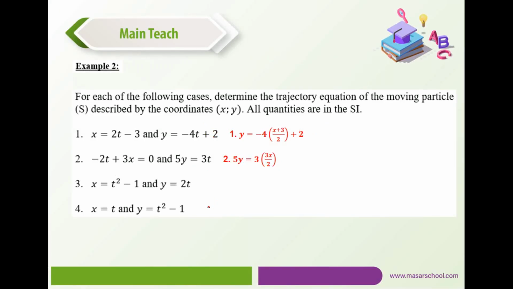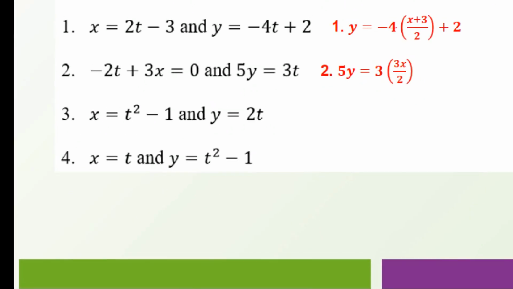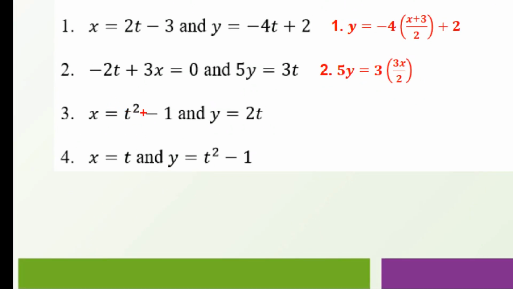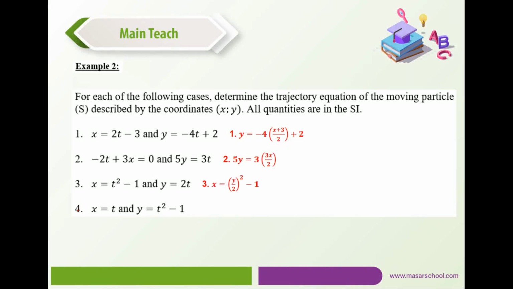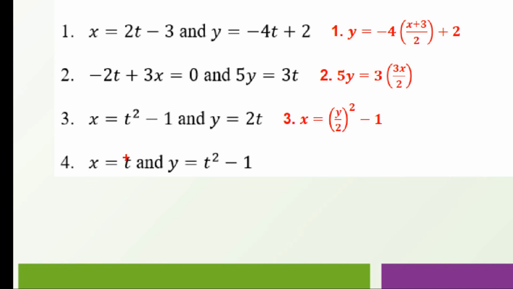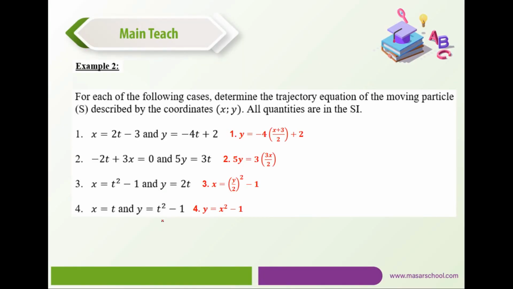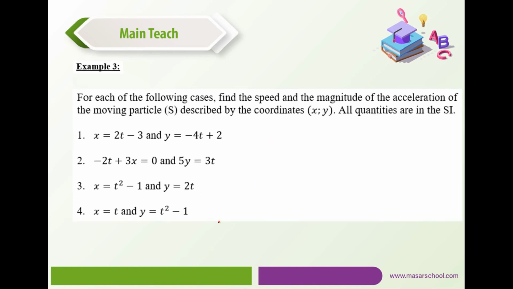As for part 3, here we can also isolate t from this or from that, but since this is linear, it's better to refer to this one. It's going to be easier. So isolating t here, t would be given by y divided by 2, and replacing it here, then x would be given by (y divided by 2) to the power of 2, minus 1. Then that would be the trajectory equation for part 3. And for part 4, t here has already been isolated and it's given in terms of x. Then y would be given by x squared minus 1, and this is the trajectory equation that relates only y and x together.